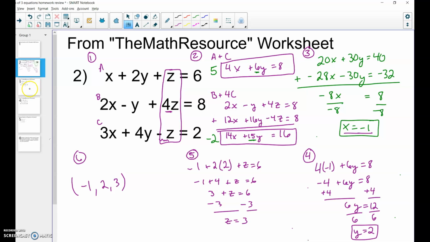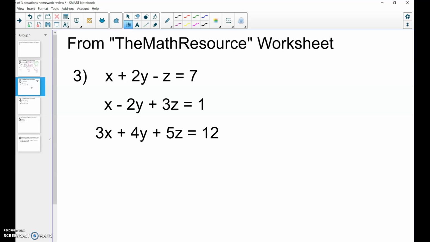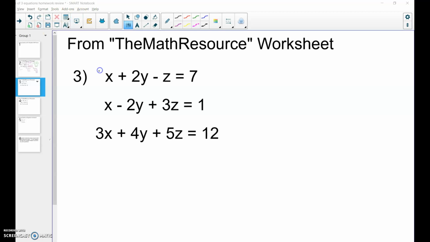We're going to move on now to number 3. Alright, so number 3 from that same worksheet, we're going to go ahead and solve this system. I'm going to focus on my y values. Okay, you could have picked x as well, it doesn't really matter. Z probably would have been a little bit more challenging.